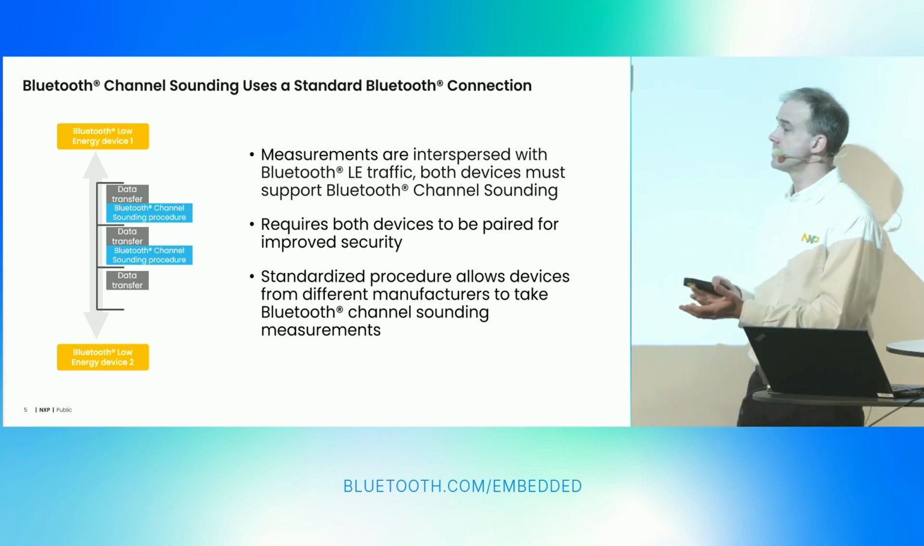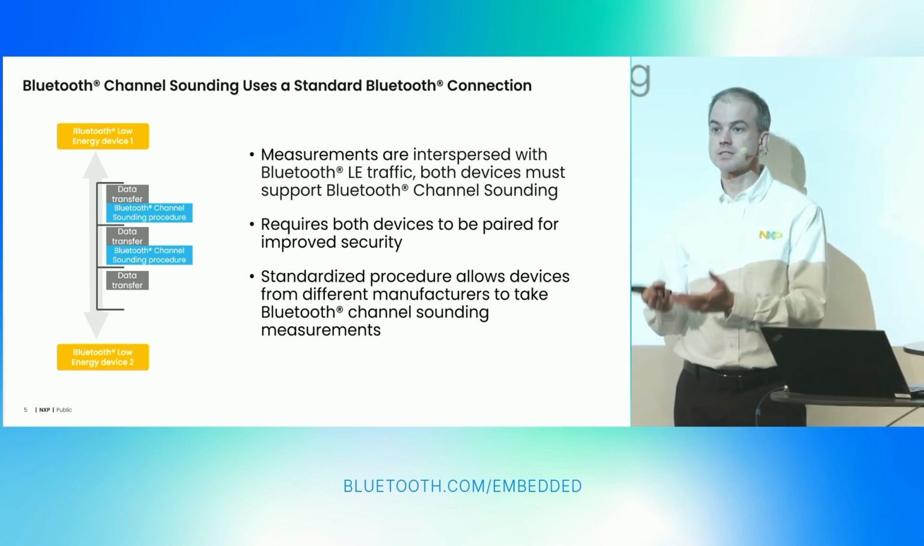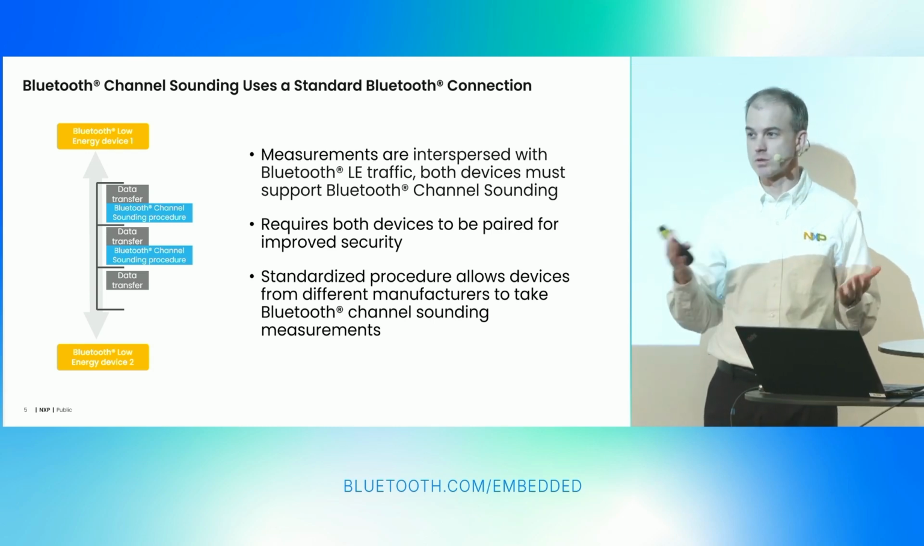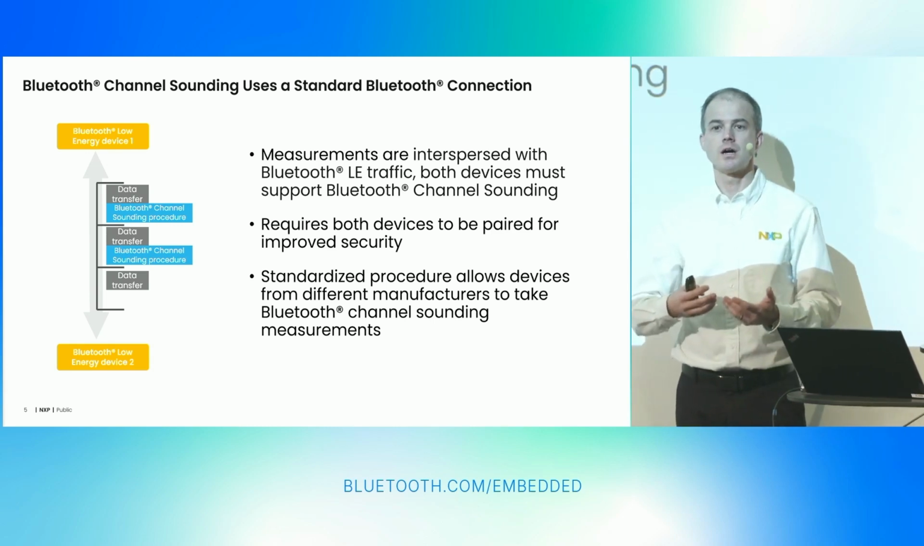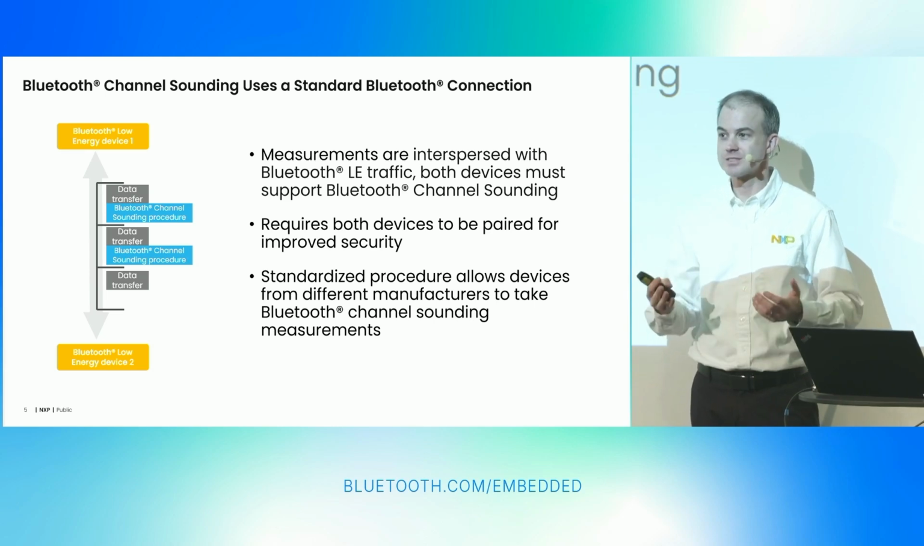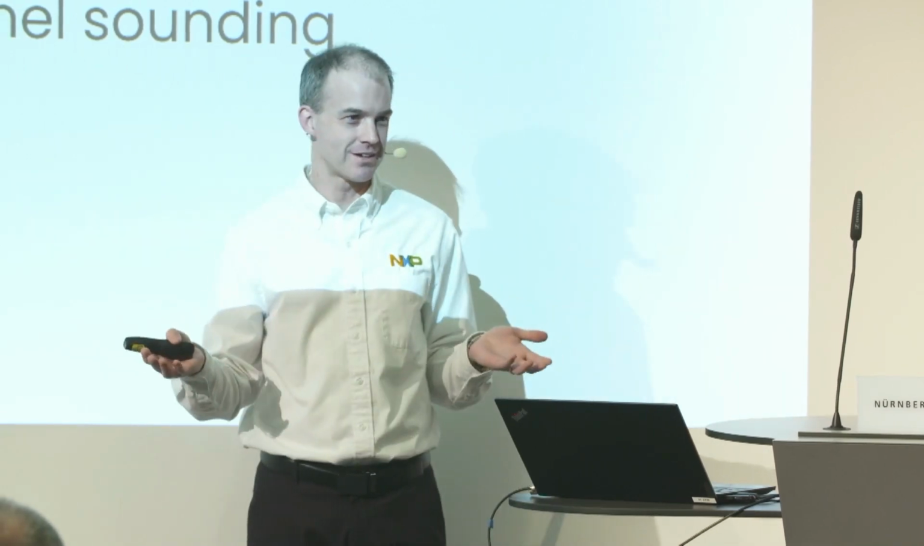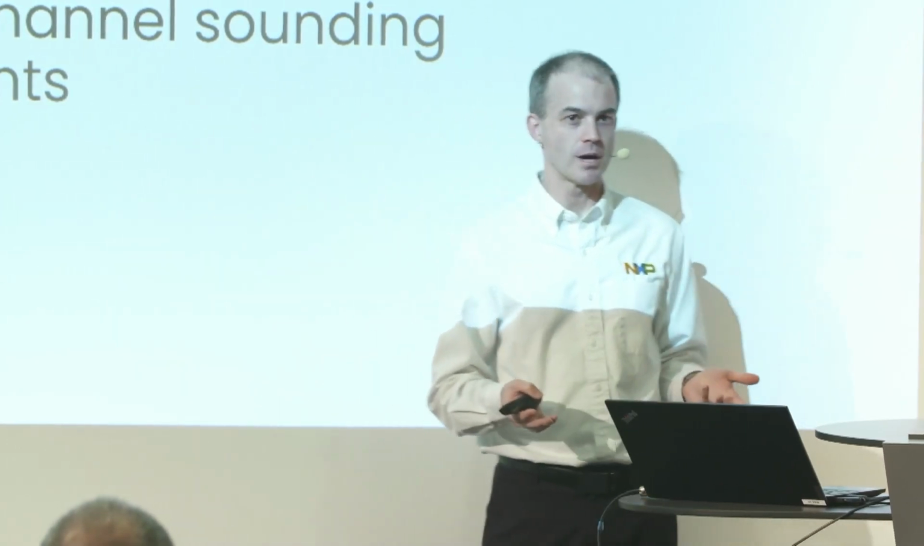And the second key piece is Bluetooth channel sounding is an optional part of the Bluetooth standard. So both devices have to support channel sounding. When I talk to customers, a lot of times they say, great, if I have a Bluetooth device, it'll just do channel sounding. And the answer is not quite. You have to make sure that both sides do support channel sounding, and it is an optional feature. So keep that in mind. What we think is, as smartphones adopt channel sounding, that'll become less of an optional feature and more of a standard feature. But today it is certainly an optional feature.